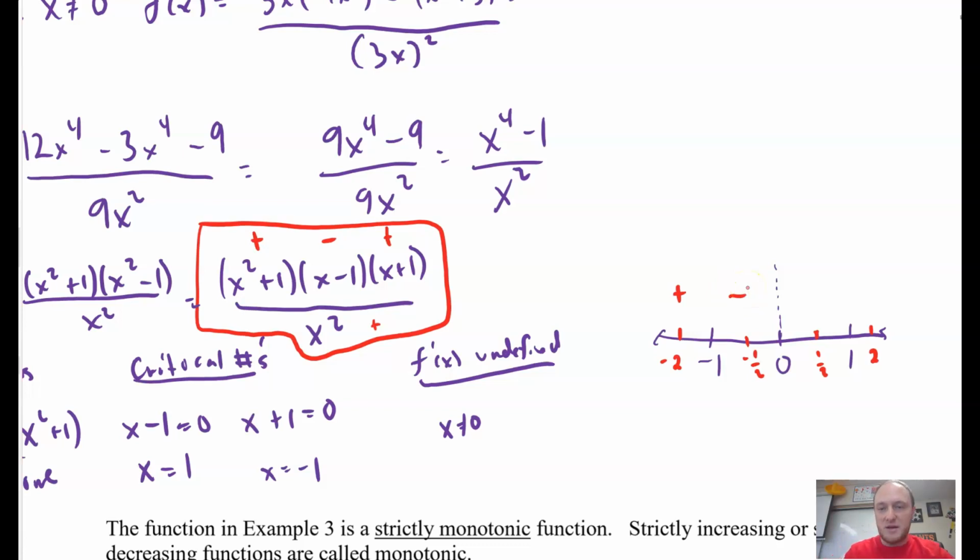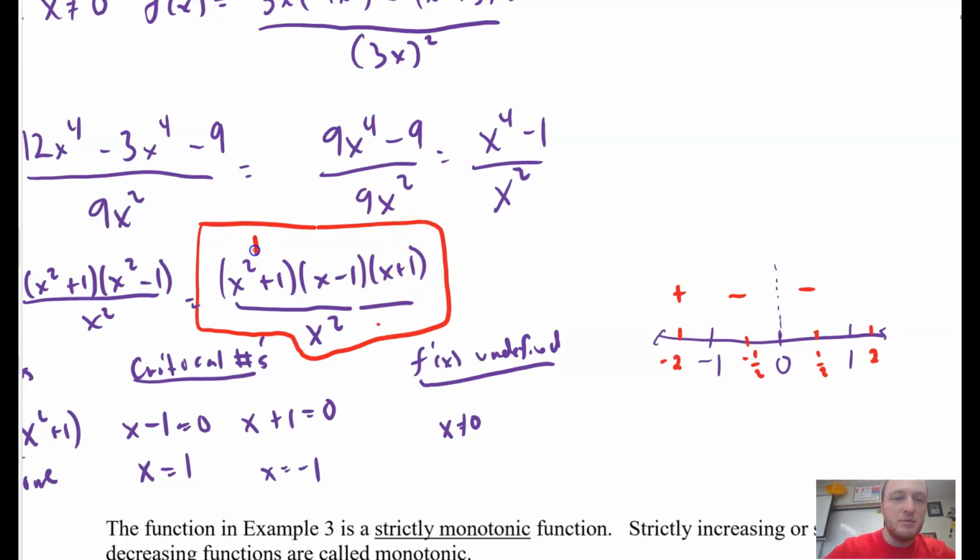Now we're going to do the same thing. I'm going to plug in positive 1/2. So this is positive, this is still negative, and this is positive. And then the denominator is always positive, so this is still negative. Then we'll do the same thing with 2. Plug in positive 2.